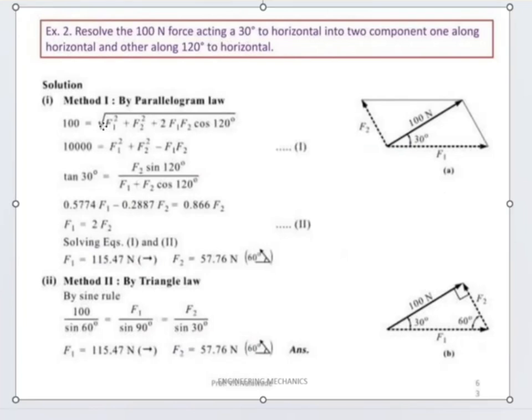We have the value of R, putting here 100 is equal to the square root of F1 square plus F2 square plus 2 F1 F2 cos of the angle, that is 120 degree. Now from this we have to calculate F1 and F2. So the equation is formed like 10,000 is equal to F1 square plus F2 square minus F1 F2, that is equation 1.